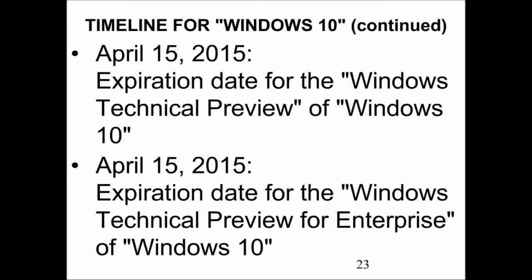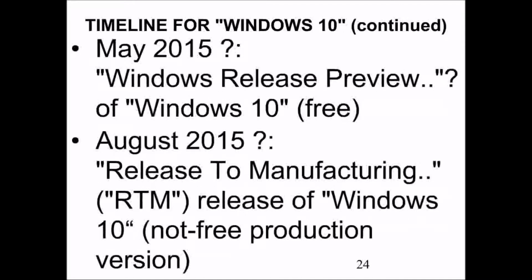Then, in April of 2015, both the Windows Technical Preview and the Windows Technical Preview for Enterprise will expire and start shutting you down every hour and turning black. So you won't want to run the Windows Technical Preview any later after about the middle of the day on April 15th, 2015. In May 2015, plus or minus a month, we're going to get the Windows release preview of Windows 10, which will also be free. That will be their final free version, other than the enterprise versions, which they always maintain free previews.